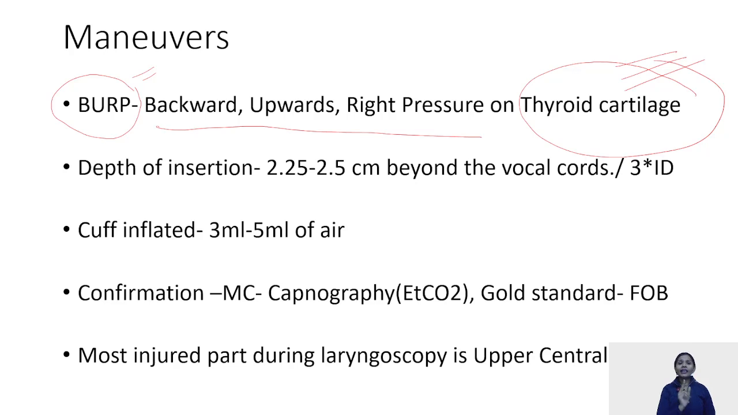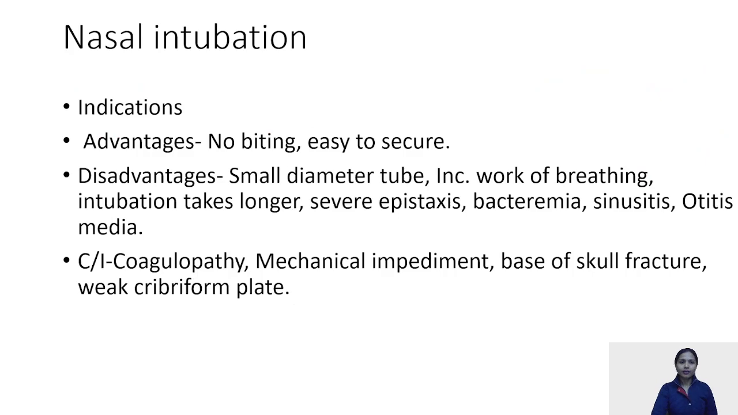Done? Depth of insertion, I've already told you the formula of it. Or the black marking, the vocal cord guide which is present on the endotracheal tube, or third, in case that black marking is absent, then you have to insert your tube around 2.5 centimeter beyond your glottic opening. I repeat, 2.5 centimeter beyond the glottic opening. How much air you have to fill? 3 to 5 ml. Confirmation, you can do it. And the most injured part is the upper central incisor.